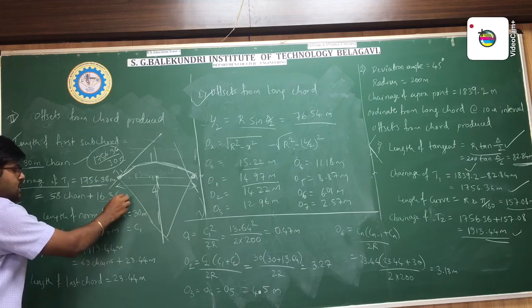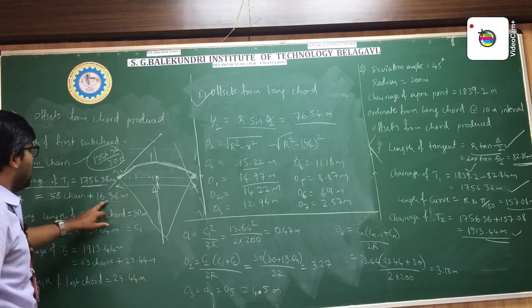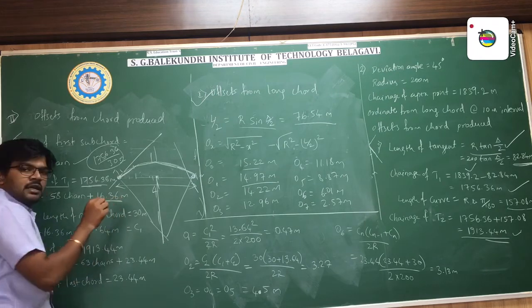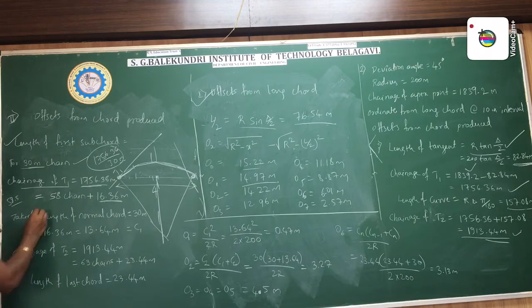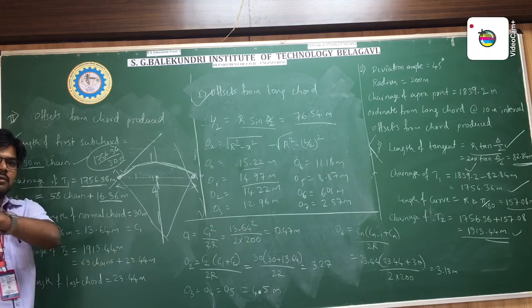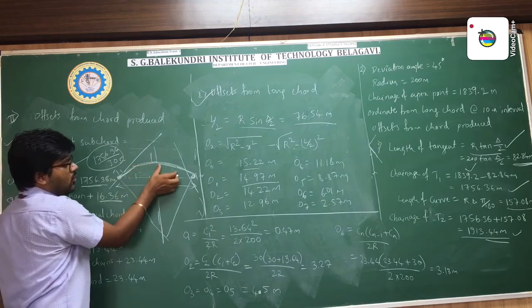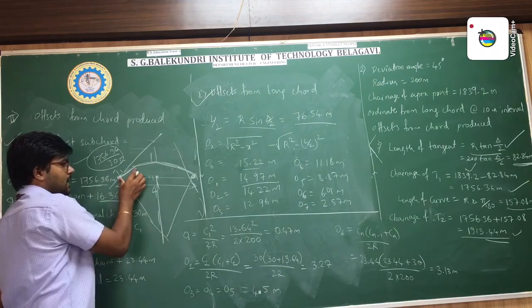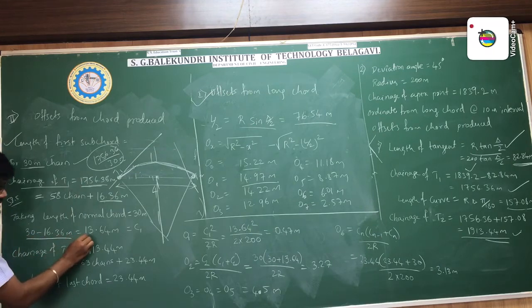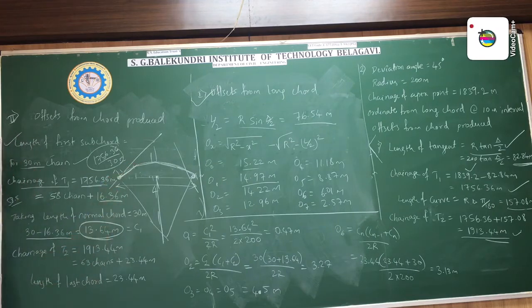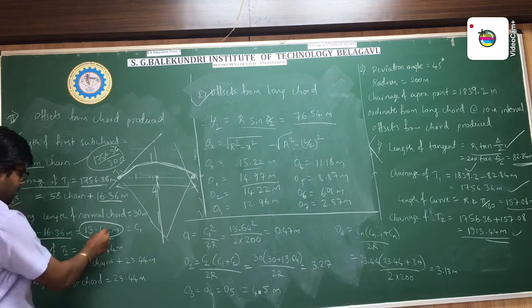The 16.36 meter distance: it is 30 minus 16.36 that gives the length of first chord. If I consider 30 meter, 30 meter, 30 meter, the normal chord will be 30 meter, but the initial chord will be 30 minus 16.36. This will be the length of the first chord.